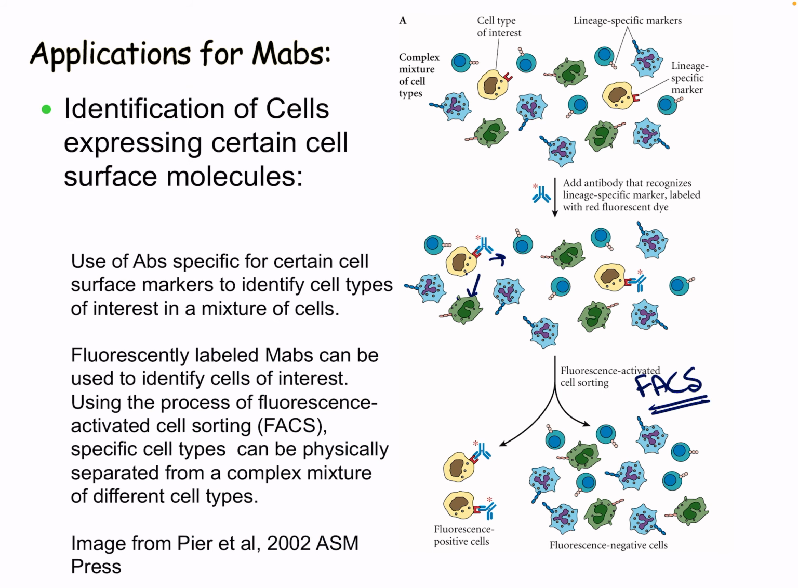So applications. They can help with identification of cells expressing certain surface molecules. We can use antibodies specific for certain cell surface markers to identify cell types of interest in a mixture of cells. We have fluorescently labeled monoclonal antibodies, which can be used to identify cells of interest using the process of fluorescent activated cell sorting, or FACS. Specific cell types can be physically separated from a complex mixture of different types.